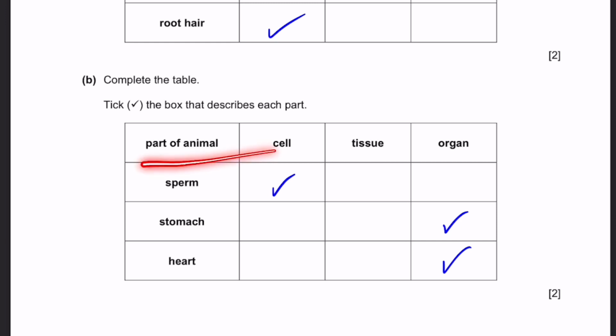Now we have part of animals. Sperm is a cell, the male reproductive cell. The stomach is an organ. And what about the heart? Also an organ. That's the answer.